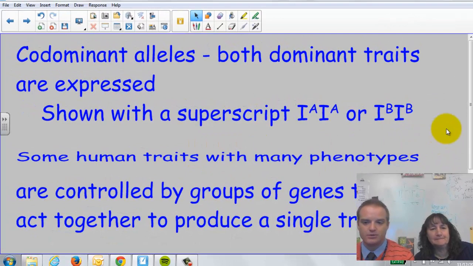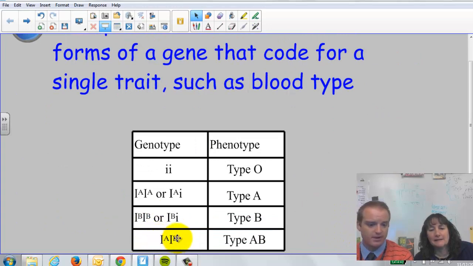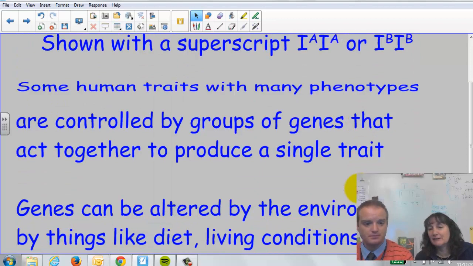We talked a little bit last chapter about codominant alleles, and this comes in with blood type too. Both traits are expressed. For blood type, they're shown with the superscript, capital A or capital B. Going back to this chart, I can have a capital A and a capital B. That's codominant, because with AB blood, they're both being expressed.